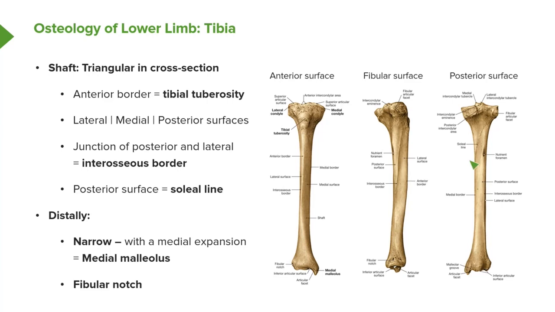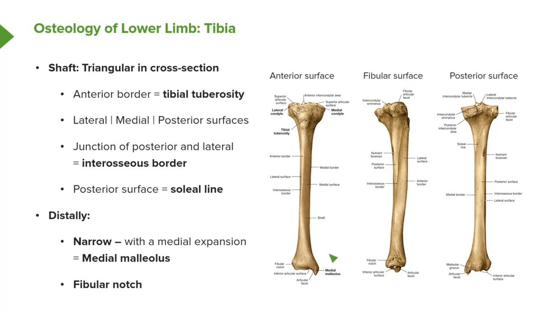We can also see on this posterior surface, we have the soleal line, and this is important as it's a site of origin for the soleus muscle. We can see running along the shaft, we have the line for the interosseous border, and that is where the interosseous membrane connects the fibula to the tibia.